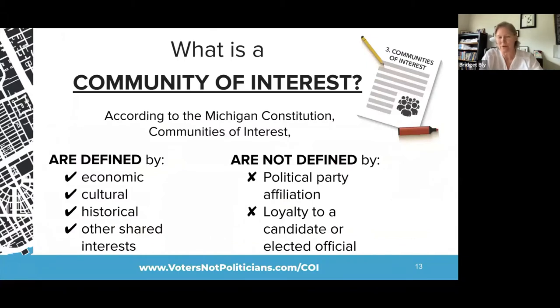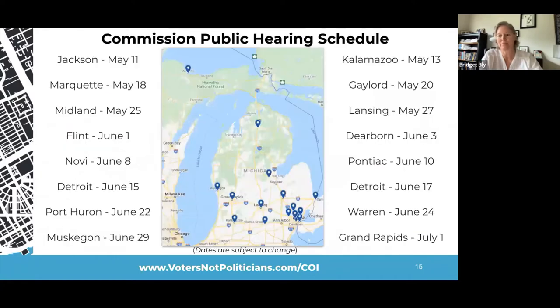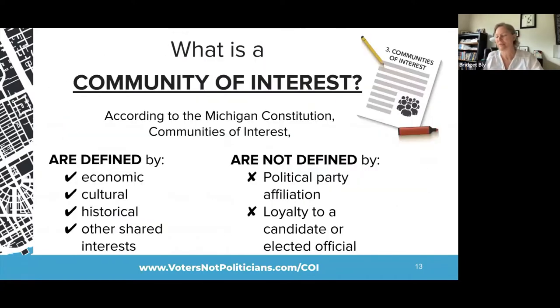What is a community of interest? When we're talking about community of interest here, we're talking about the communities as defined in the Michigan Constitutional Amendment. And these are held to include, but not be limited to, groups of people who share cultural, historic, or economic interests. So for example, an ethnic enclave, a historic neighborhood, a watershed area, a downtown development area, an agricultural growers association, these are examples of communities of interest. Communities of interest do not include relationships with political parties, public officials, or candidates for public office.